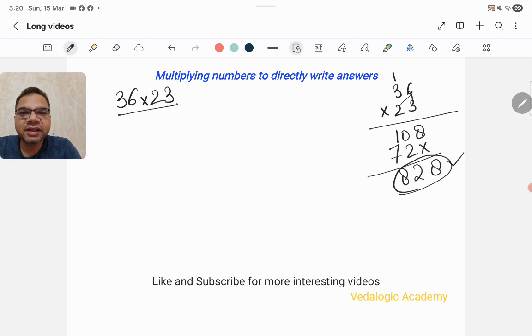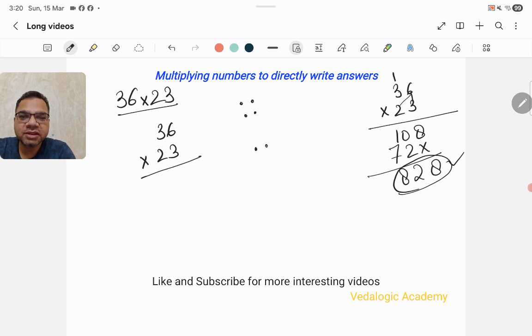But now let's say that I don't want to use this method. I want to write the answer directly. So that is also possible. Let's see how to do it using Vedic Maths. So I have 36. I want to multiply with 23. Right? Now I am going to do this calculation in these three easy steps.